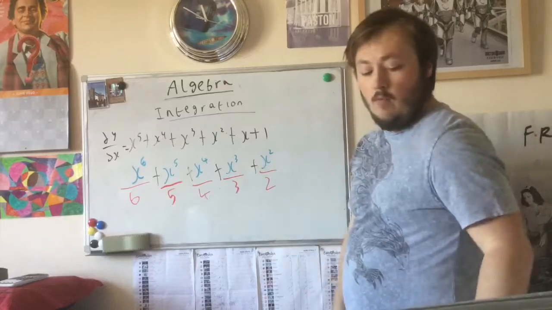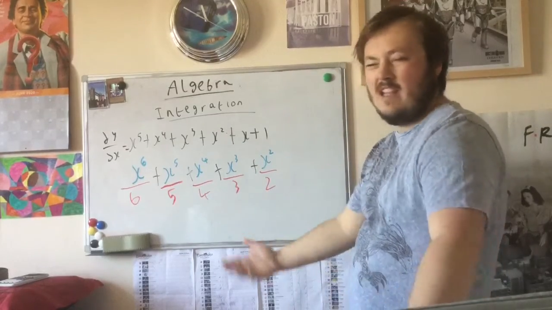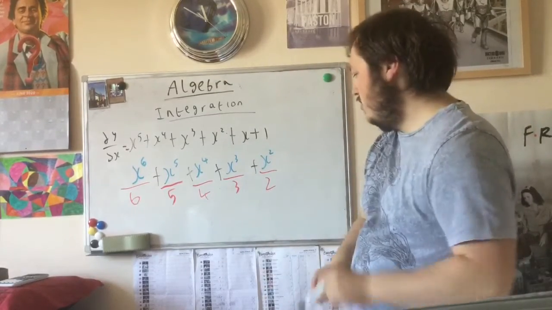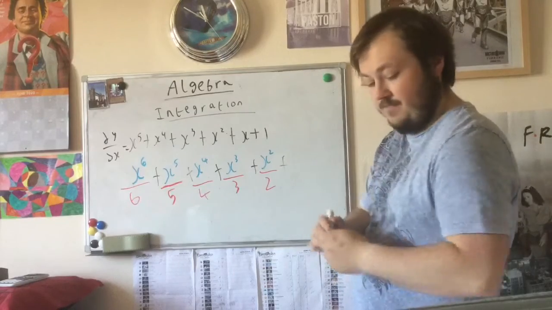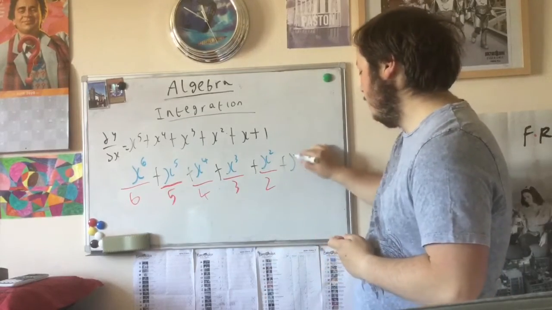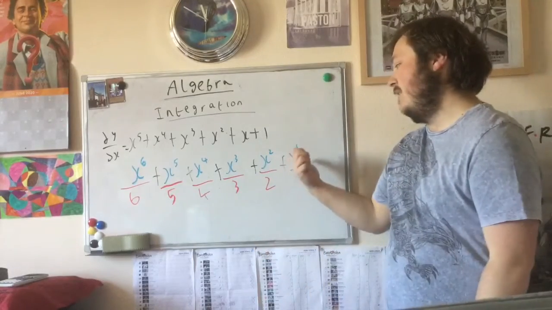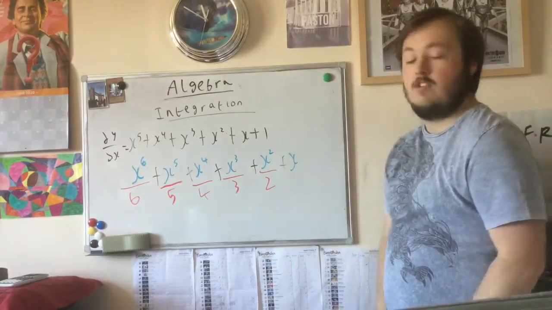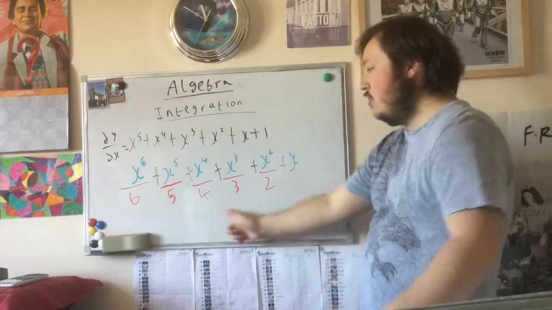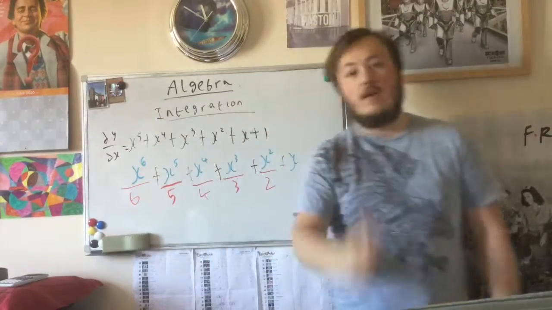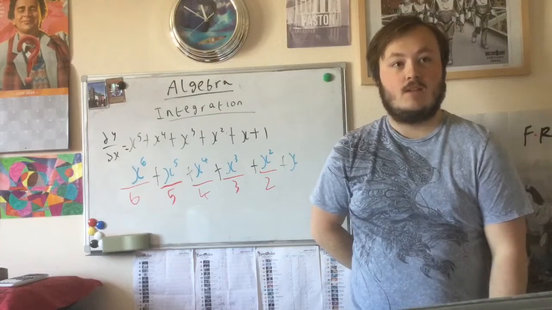Now the final one, 1, that's the same as 1 times x to the power of 0. So when you actually do the integration, it becomes x to the power of 1. And we divide it by 1, which means we can just leave it like that, or we can just get rid of that 1 in general, so it just becomes x. If you've got that, I will give you 1 of the 2 marks available.